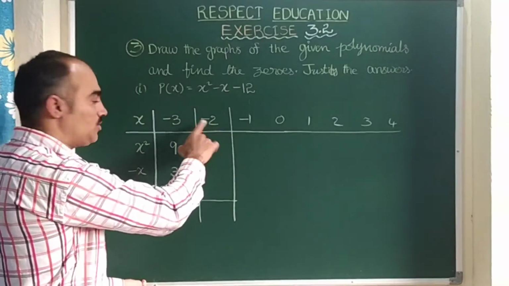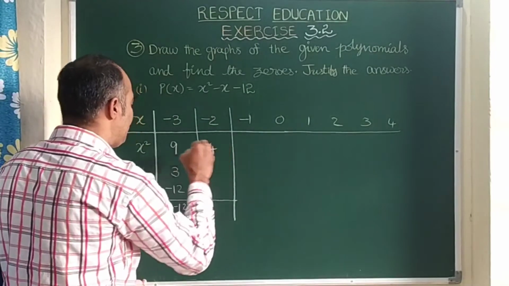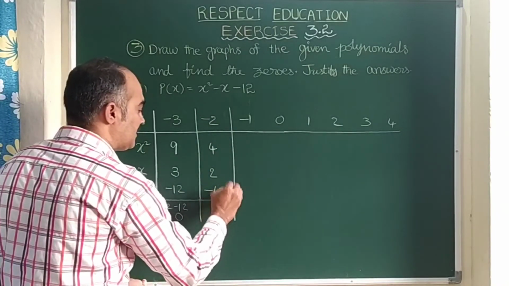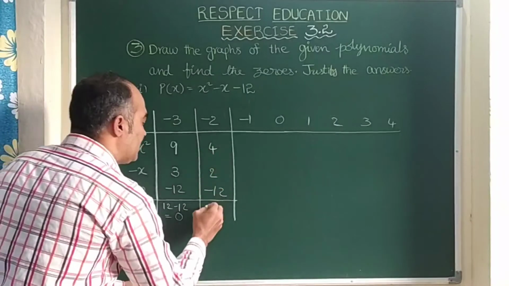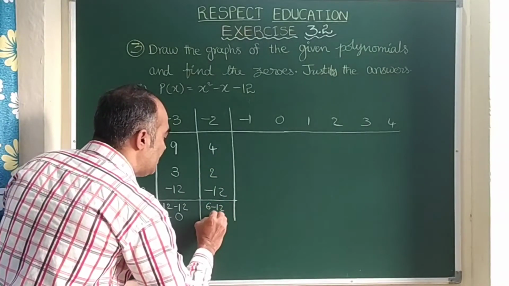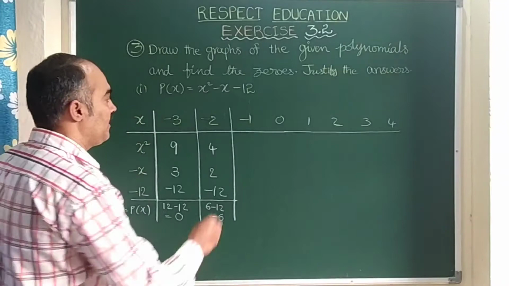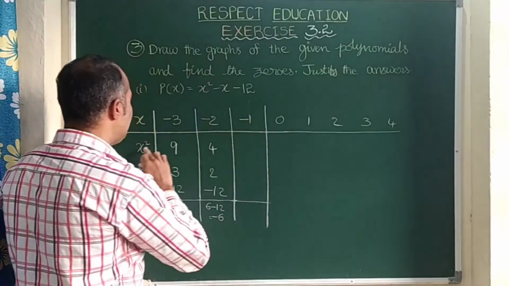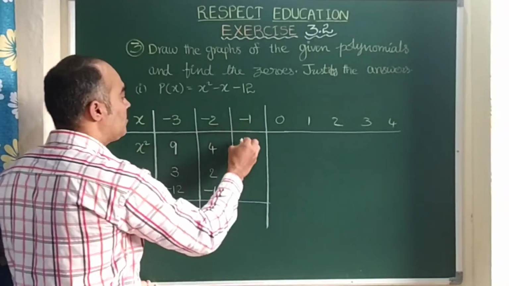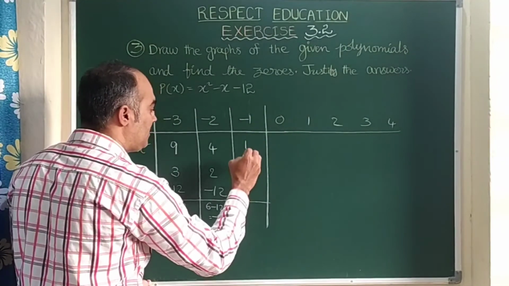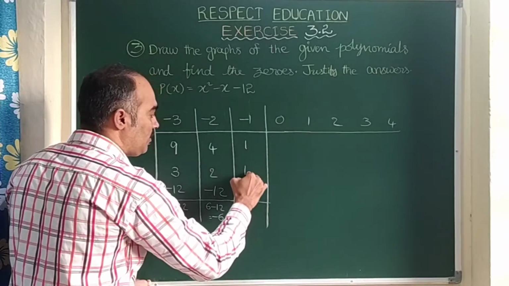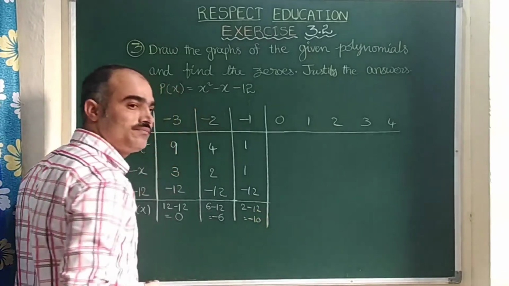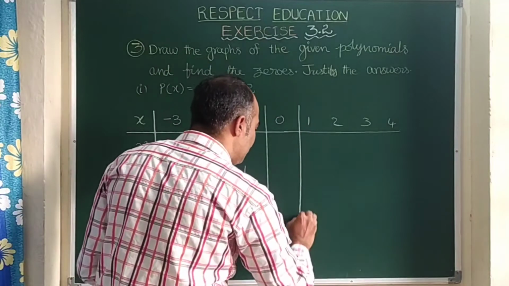See, x is minus 2. So x square, minus 2 square is 4. Minus x means minus of minus 2 is plus 2. Minus 12 as it is. Now adding them, 4 plus 2 is 6. So it is 6 minus 12, which is minus 6. Now let us write the next one. x is minus 1. So minus 1 whole square is plus 1. Minus of minus 1 is plus 1. Here this is minus 12. 1 plus 1 is 2. It is 2 minus 12. This is minus 10.